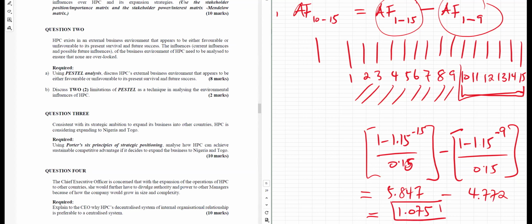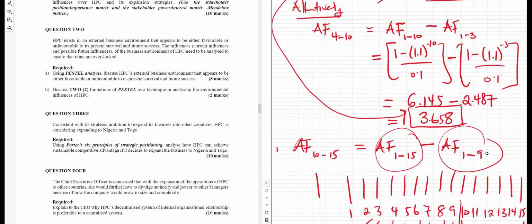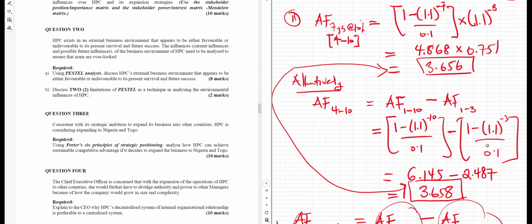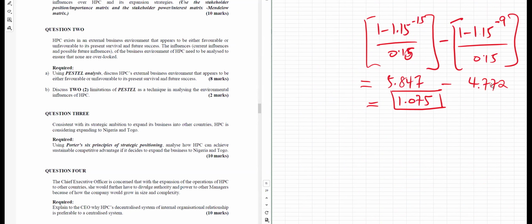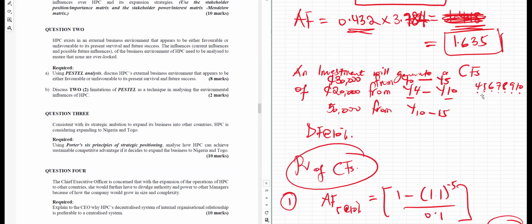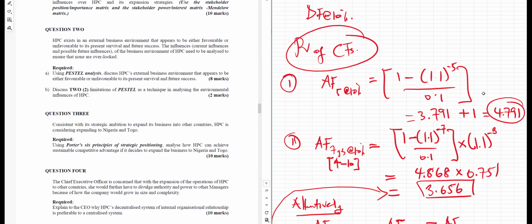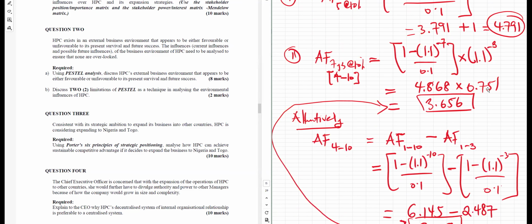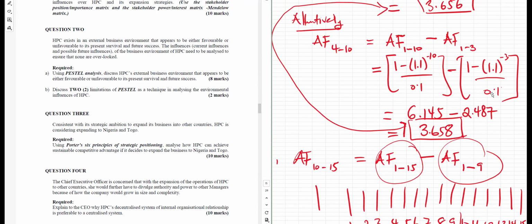Is that what you had? Everybody is quiet. 1.076. No, I had 0.75. It doesn't really matter, it's an estimate.